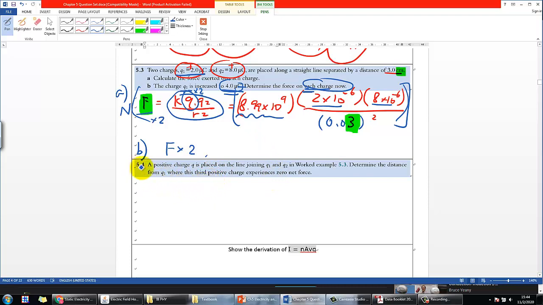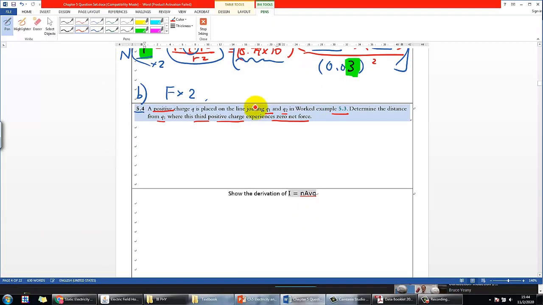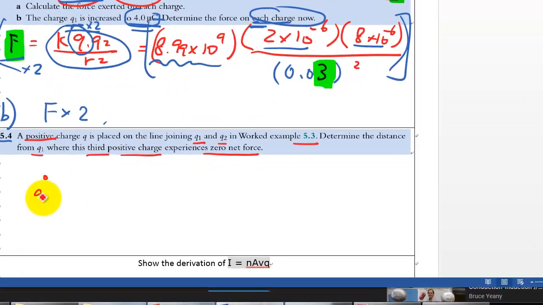Okay, for the next question, let's take a look. It said there is a positive charge on the line joining this and this, with the previous example. Determine the distance from Q1 where the third positive charge experiences 0 net force. Okay, very interesting question. So what you will want to do is surely draw a diagram to let yourself see better. So you can draw Q1 and then Q2. Notice that they are both positive. Positive 2, positive 8. I'll ignore the unit just for simplicity. And then there should be one more charge in the middle. Let's call it Q3.